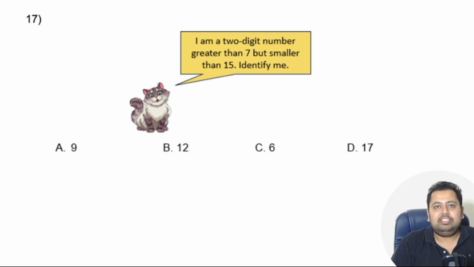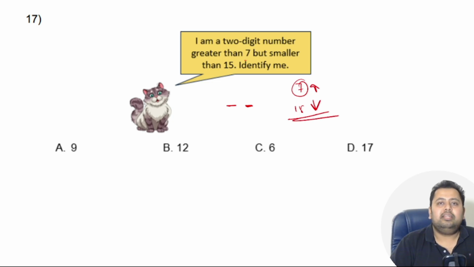In question number 17, you can see a cat over here. The cat says, I am a two-digit number greater than 7 but less than 15. Identify me. So this is a two-digit number, greater than 7 but smaller than 15. So, what is the number? Let's find it out. Now, we meet after this 2 seconds break.